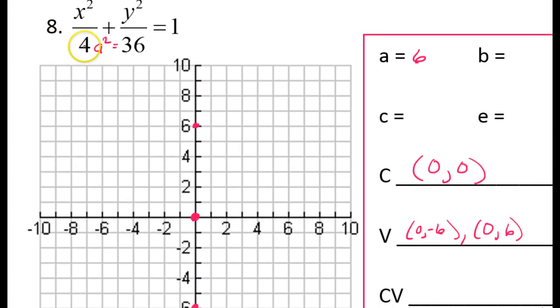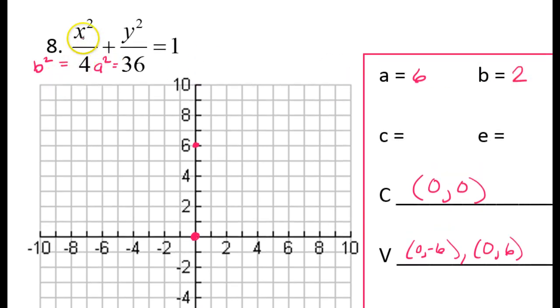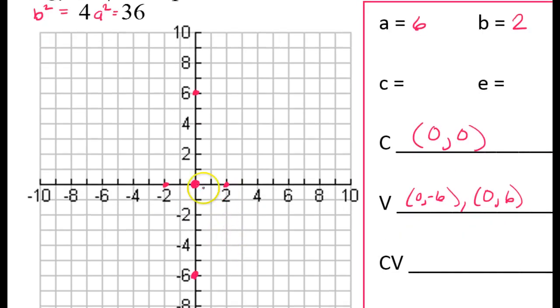Now, the smaller denominator is b squared. If b squared is equal to 4, that means b is equal to 2. Because the 4 is with the x term, I will do plus or minus 2 in the x direction. So I will go 2 to the left and 2 to the right. These are my co-vertices. So my co-vertices are -2, 0 and +2, 0.